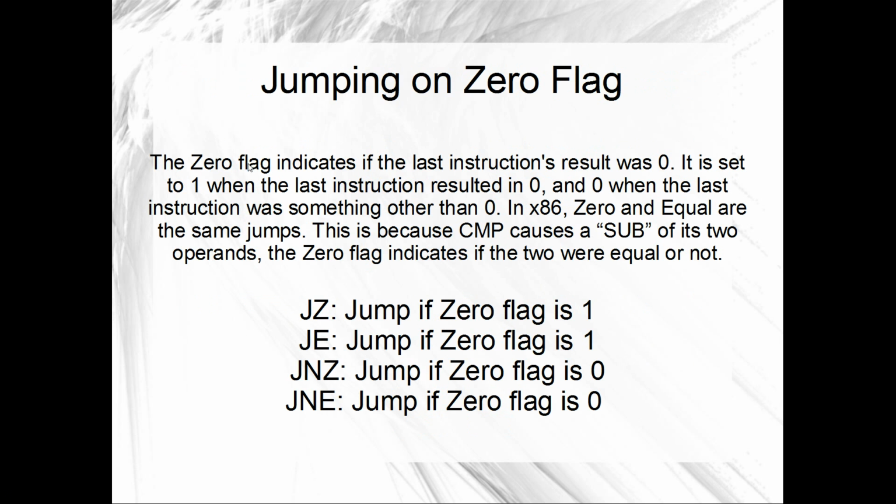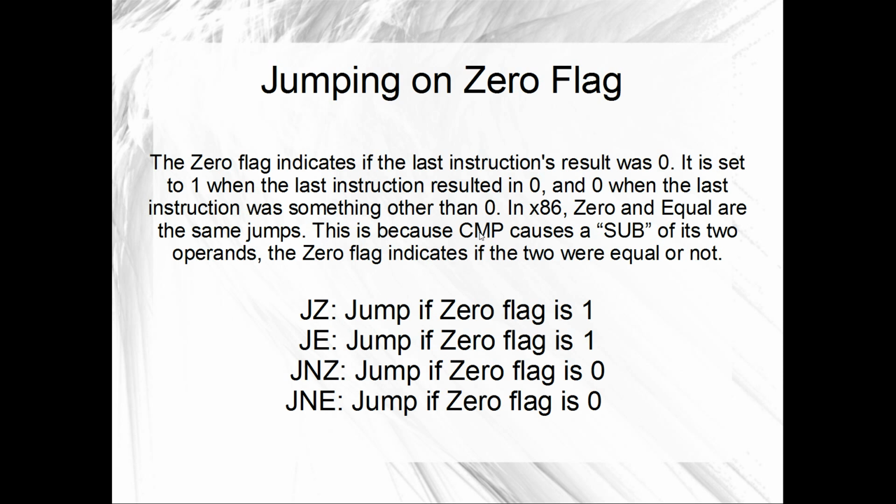Alrighty, now onto the jumps themselves. So the zero flag indicates if the last instruction's result was 0. So if you, for instance, subtract one number from itself, like RAX has 1, RCX has 1, and you go something like sub RAX, RCX, your result's going to be 0, and the zero flag in the flags register will be set to 1.